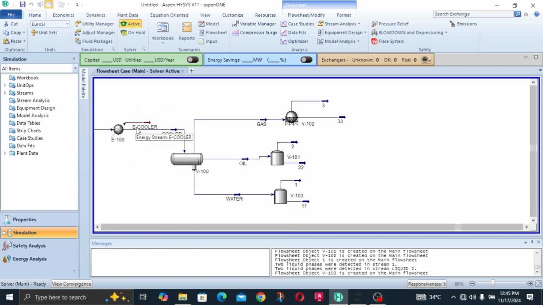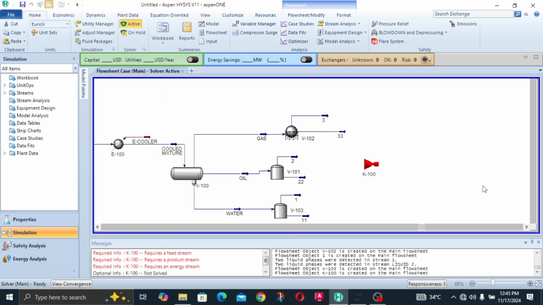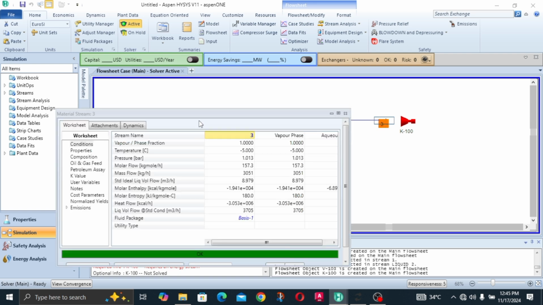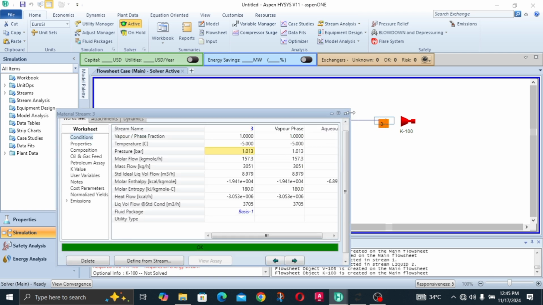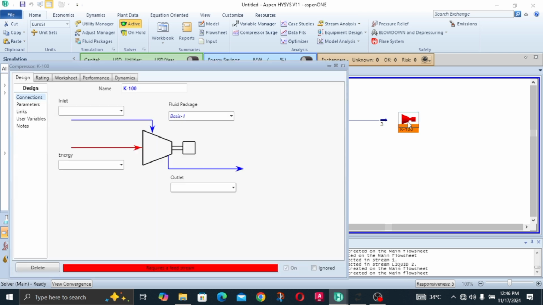All right, so then we could just continue and drop the 12th equipment, which is our compressor. Remember, the function of a compressor is to increase the pressure of a gas. This is a gas up here, the gas outlet of the storage tank. So let's check the pressure. It's currently at 1 bar, 1.013 bar. So let's say we're compressing and raising the pressure from 1.013 bar to like 10 bar.